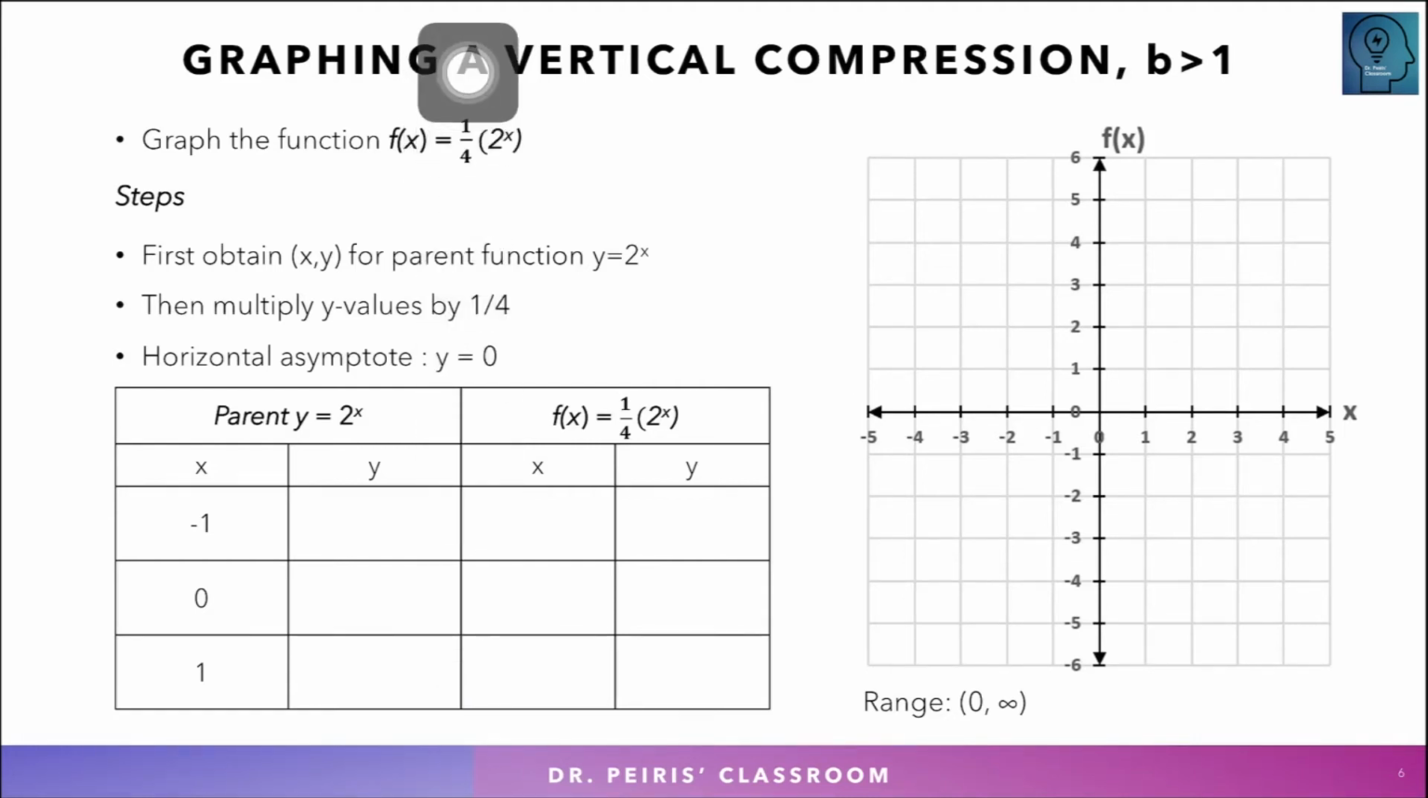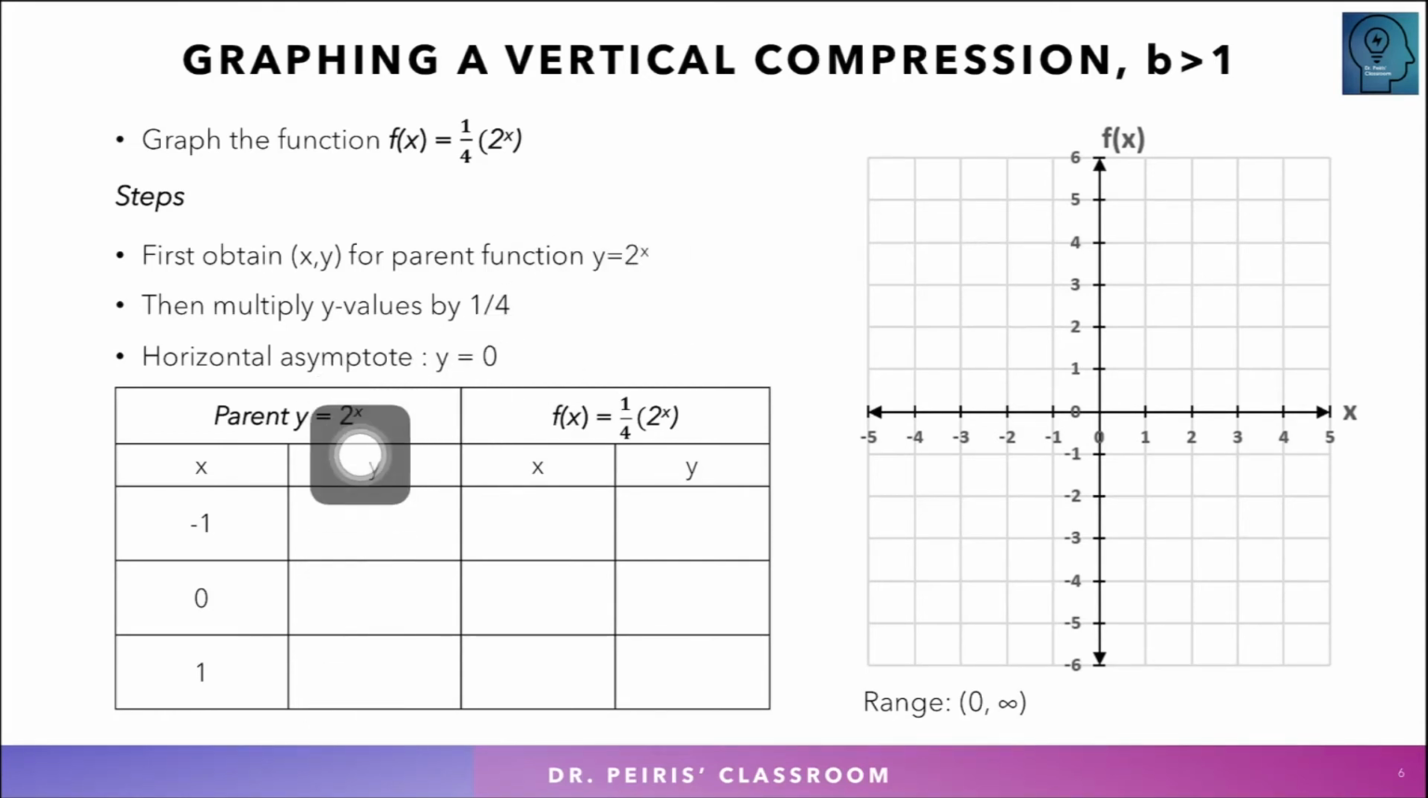We can see the value of the a is 1/4, which is less than 1. So that is why this becomes a compression. The y values are multiplied by 1/4. So the y value is going to decrease by a factor of 4. That's why we call these compressions. So this is the case where the b is greater than 1, b is equal to 2. So our parent function is y equals 2 to the x.